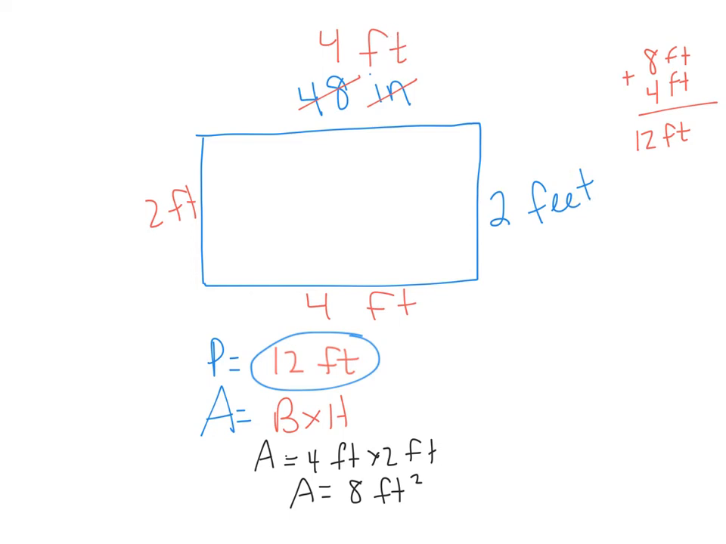Remember, smaller numbers are easier to work with. Could you have converted this to 24 feet? But who really wants to multiply 48 times 24? I love math, not my first choice to do that. The area, on the other hand, we found that the base was 4 feet and the height was 2 feet. Then the area combined is 8 feet squared.